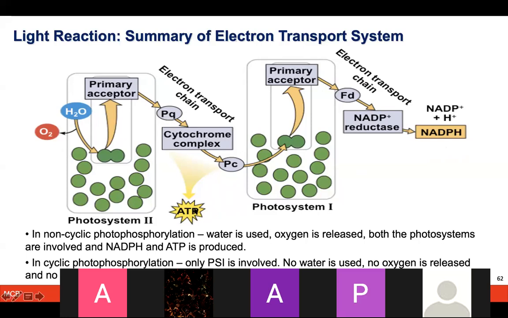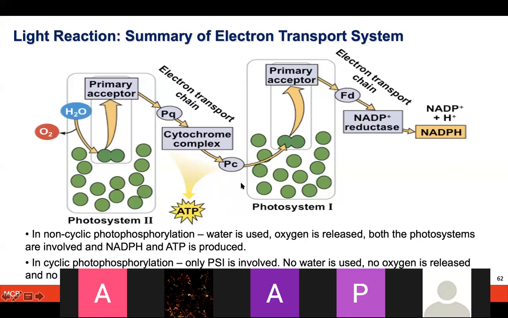So key point to keep in mind that in the non-cyclic, which is not making a cycle, it is just moving from photosystem 2, going to the primary acceptor, moving through the cytochrome complexes, coming to photosystem 1 with P700, activating ferredoxin, reaching to NADPH. This is the non-cyclic reaction where oxygen is being produced, ATP is being produced, NADPH is being produced.